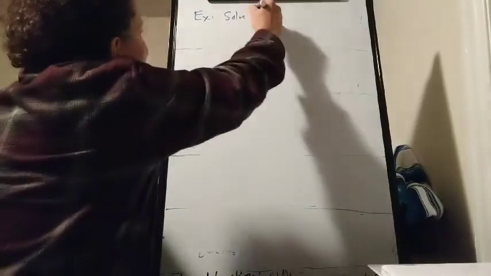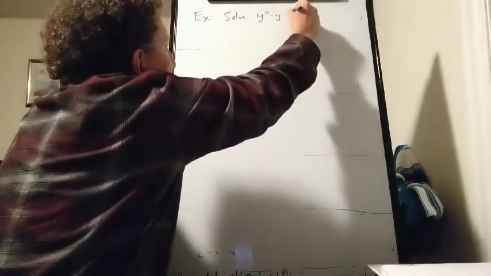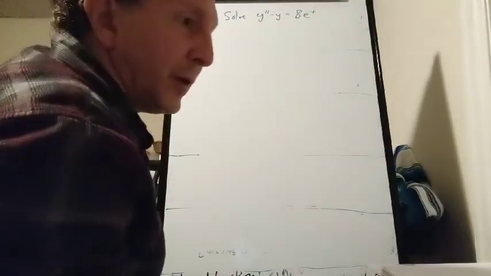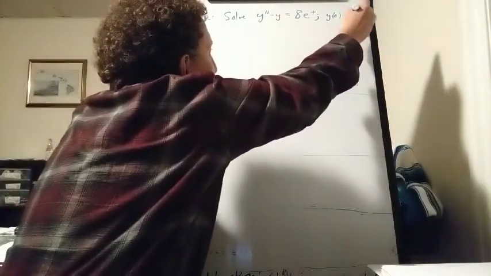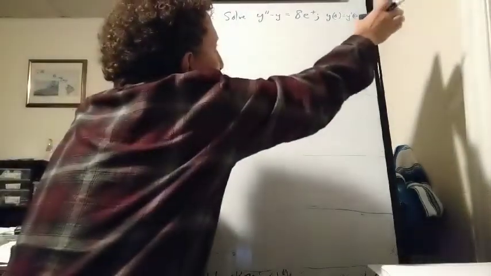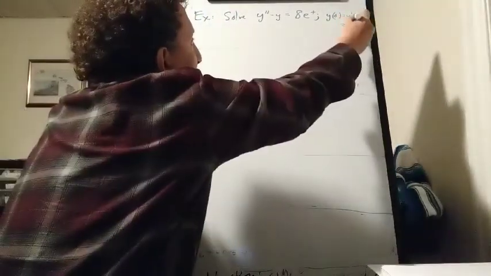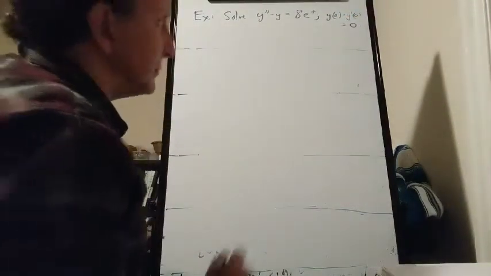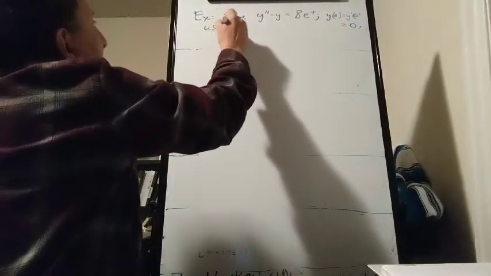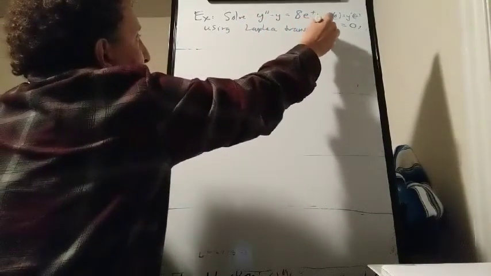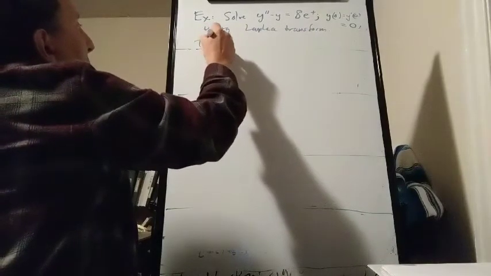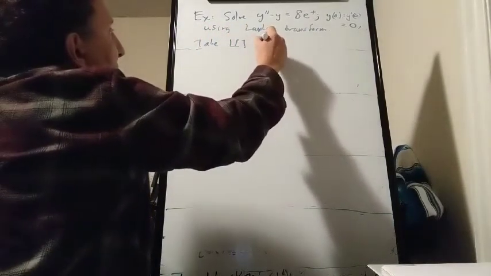Alright, let's solve y double prime minus y equals 8 e to the t, with initial conditions y of 0 and y prime of 0 are both equal to 0. And let's say using Laplace transform. Alright, so we'll take Laplace transform on both sides.